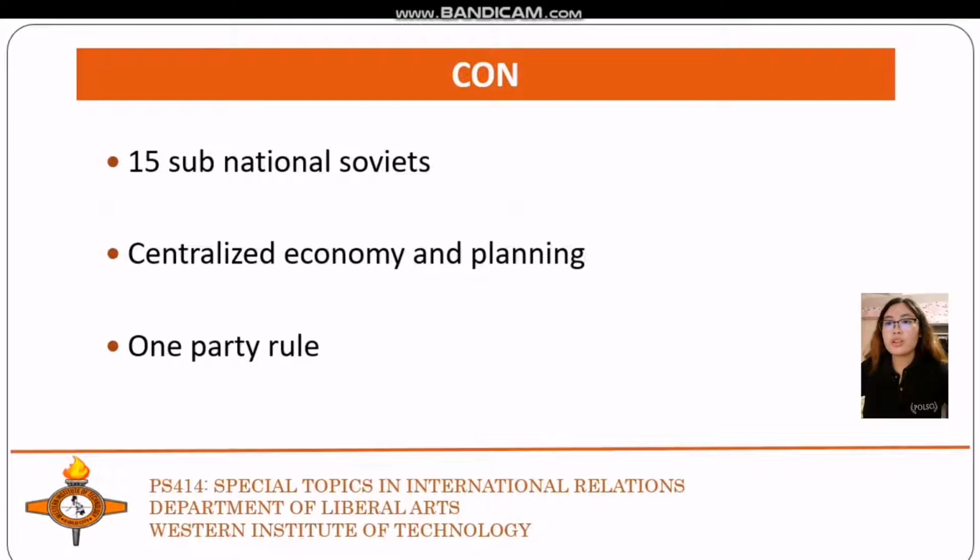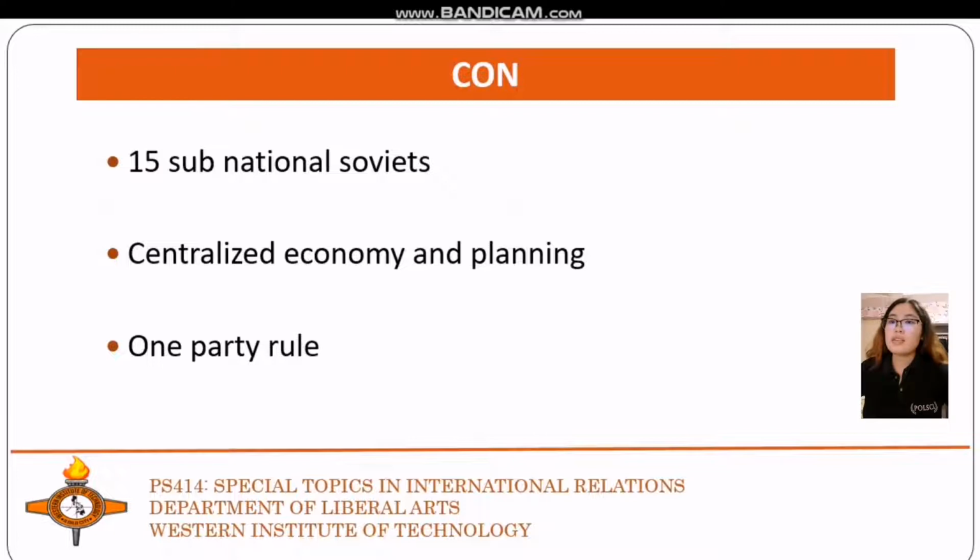Next is USSR is one-party rule. So the political system of the Soviet Union took place in the federal single-party Soviet Socialist Republic framework, which was characterized by the superior rule of the Communist Party of the Soviet Union. It is the only party permitted by the Constitution.